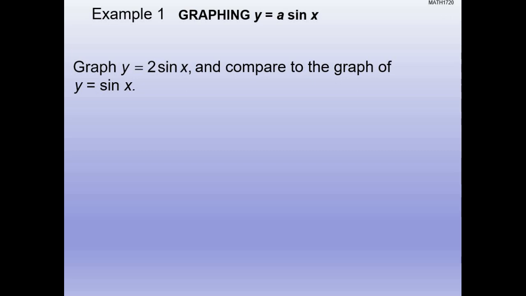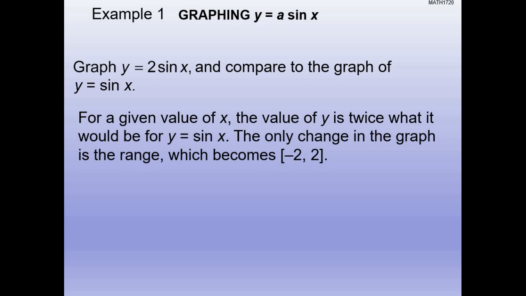So we're going to change what we call the amplitude of sine. And we're going to compare it back to what I'm going to call the parent function. The parent function for this graph is y equals sine of x. So the function we're going to analyze is 2 sine of x, and we're going to compare it to the parent function y equals sine of x. We're going to see what exactly happened between the two graphs.